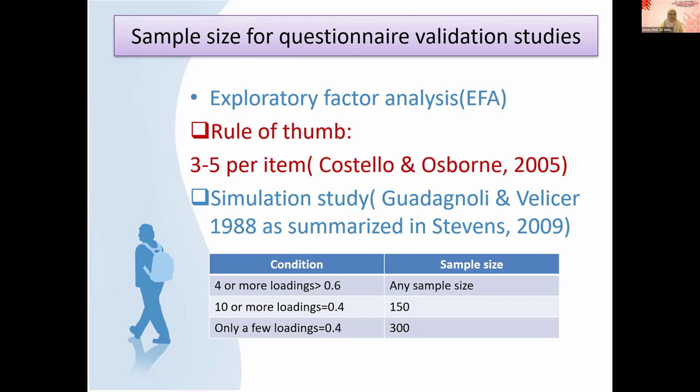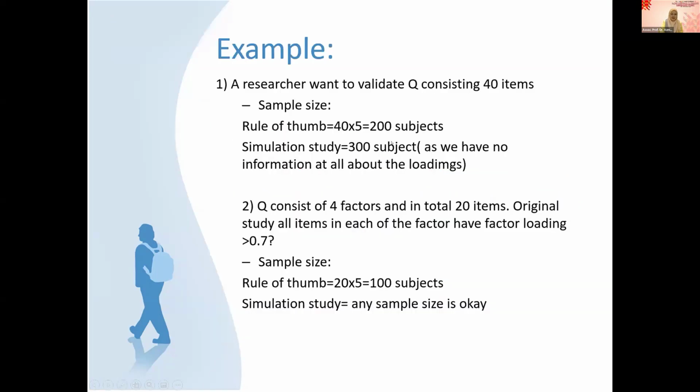But to make it easier, just use the rule of thumb, 3 to 5 per item for EFA. Okay, so this is an example. If you have 40 items, you multiply by the number of subjects per item. If you use the simulation just now, you need at least 300 subjects. So let's say your questionnaire consists of 4 factors, meaning there is domain A, domain B, domain C, and domain D, and in total 20 items.